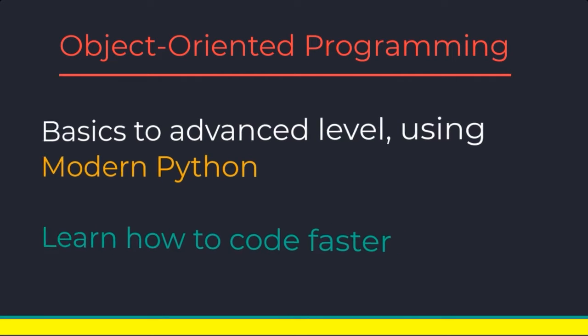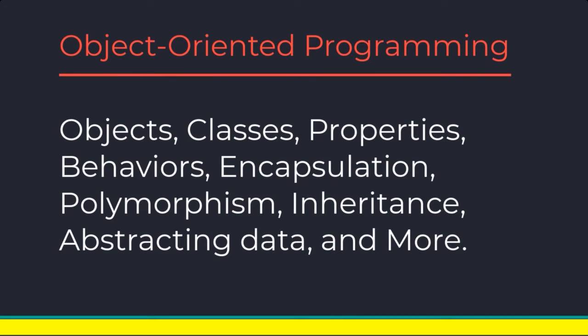In this course you will learn object-oriented programming in Python. Object-oriented programming concepts include objects, classes, properties, behaviors, encapsulation, polymorphism, inheritance with different types of inheritance, abstracting data in an object-oriented style, and many more. Python is an object-oriented programming language. It's very popular, has many advantages, and has a strong presence in all areas of software. In addition to being easy to learn, read and understand in a short time.